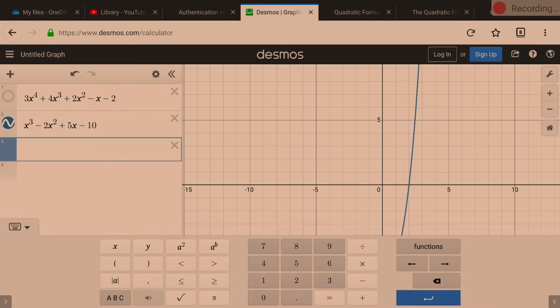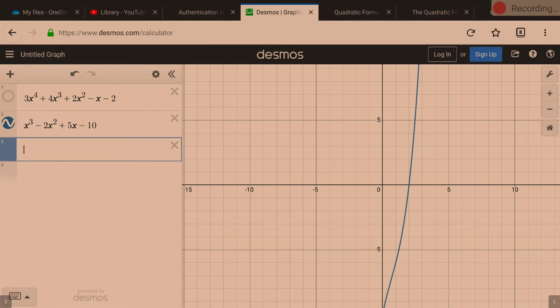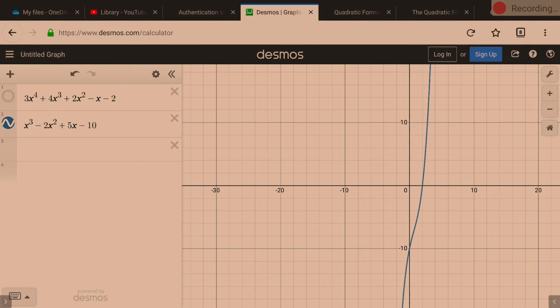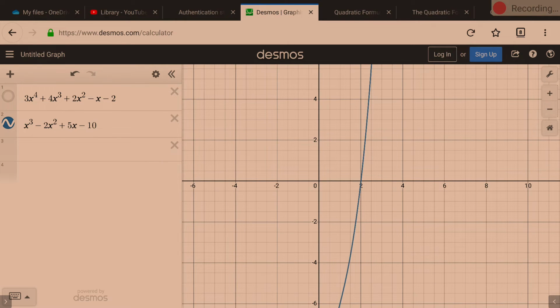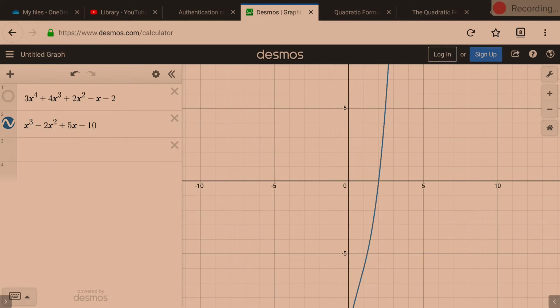So if we look at Desmos, it's a cubic graph, so it's just kind of angling up. What value are we crossing at? Positive 2. Do we see any other places it crosses? It does not. We don't see any other places it crosses.